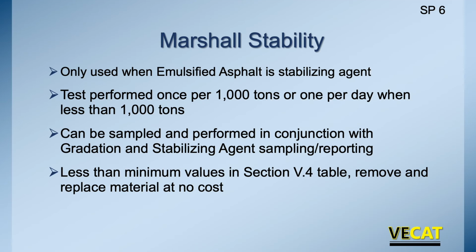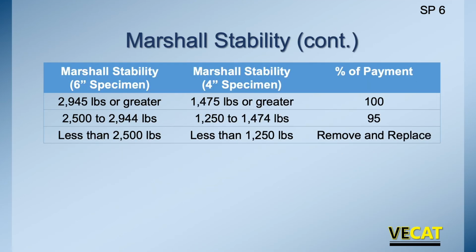We pull it off, we do our test. It can be sampled and performed in conjunction with the gradation and stabilizing agent sampling and reporting. So it's randomly selected between 1 ton and 1,000 tons. We grab a sample. Between 1,000 and 2,000 we grab a sample, and that can be combined with our gradation checks. And we're looking again that the less than minimum values in Table 4 we're going to remove and replace. So as I show you Table 4 in just a moment, if it gets too weak, we remove and replace. If we're doing emulsified asphalt, Marshall stability is one of the tests we look at to confirm the properties of the material.